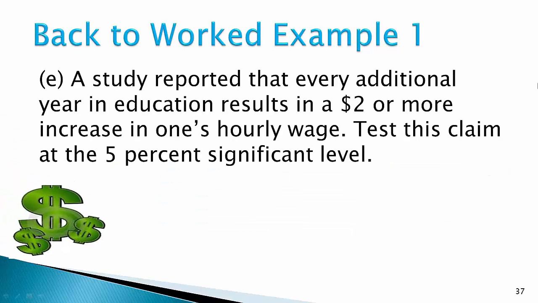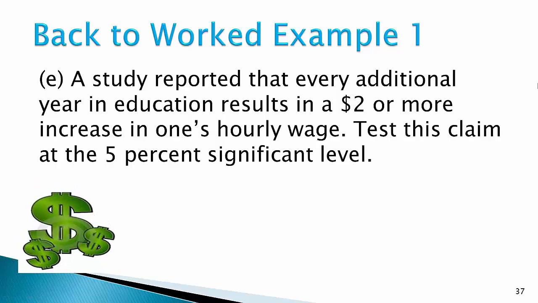Part E. A study reported that every additional year in education results in a $2 or more increase in one's hourly wage. Test this claim at the 5% significance level. Now, for this question, we're asked to test whether beta 1 is equal to a specific value, $2 or more. As Excel and all other statistical software packages only test whether the betas are equal to 0 or not, we cannot simply look to the p-value for the answer in this case.